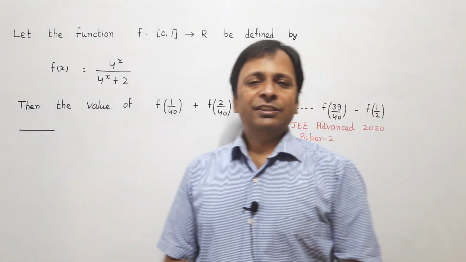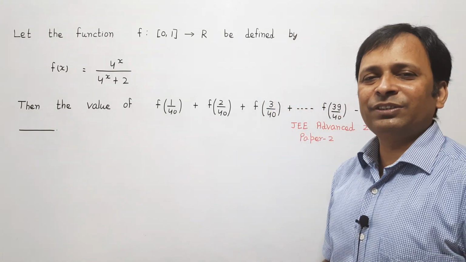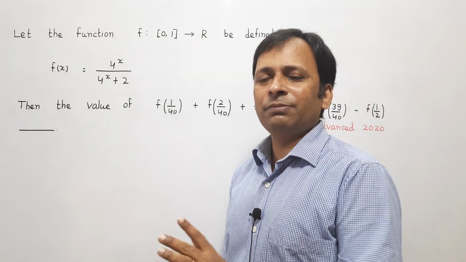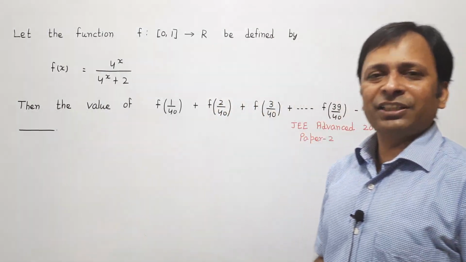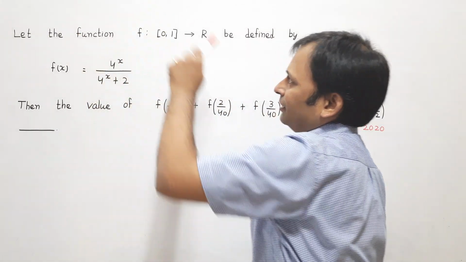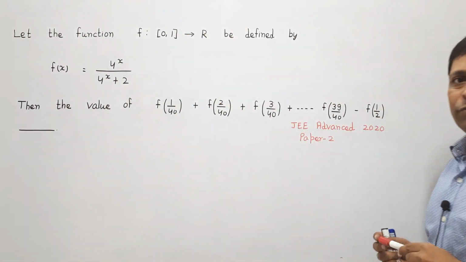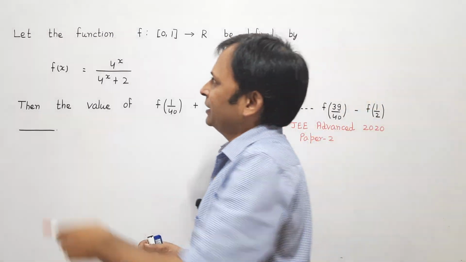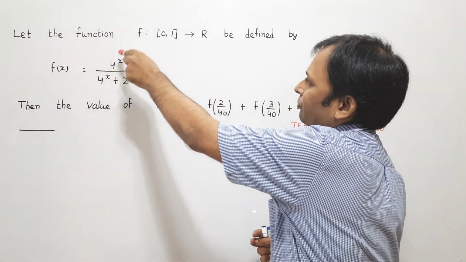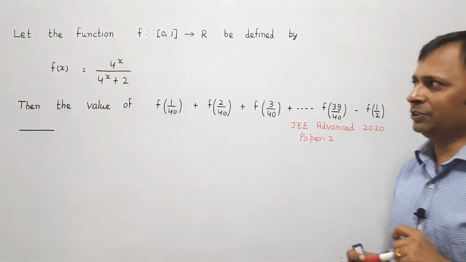We are now taking the easiest problem of JEE Advanced 2020, which requires very minimum calculation, a very standard question based on function. What the question says is, let the function f whose domain is from 0 to 1 and codomain is the real set, and this function is defined by f of x is equal to 4 to the power x upon 4 to the power x plus 2.